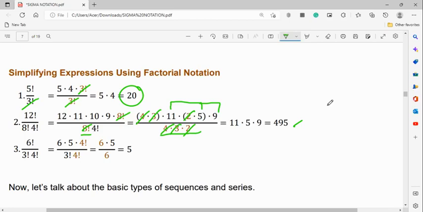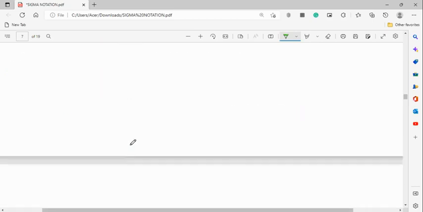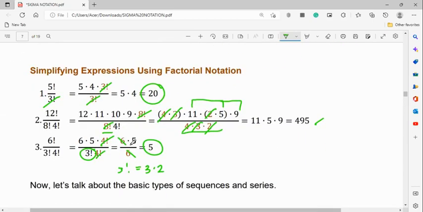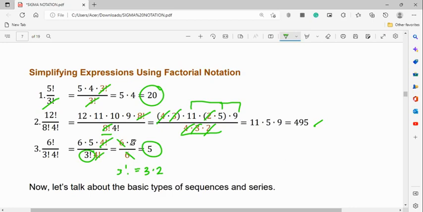In number 3, we can immediately remove 4 factorial mula kay 6 factorial. So 6 times 5. However, 3 factorial is simply 6. That is 3 times 2, 6. So remove na to. Your answer is 5. And so, factorial summation notations are all needed for us to understand, no, sequence, series, and means.